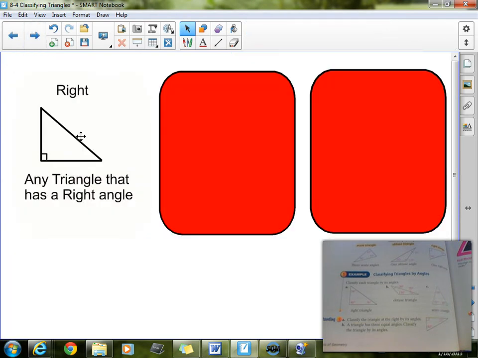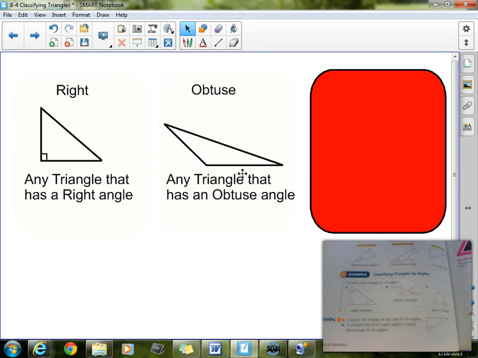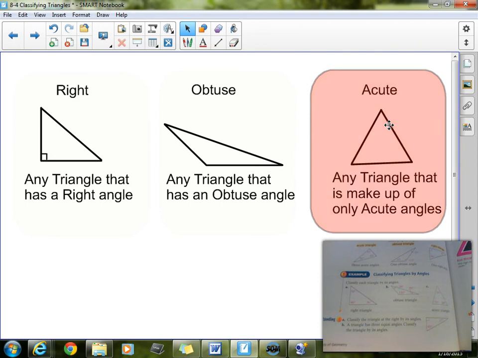Alright, so our first triangle we're going to be talking about is what's called a right triangle. A right triangle is simply any triangle that has a right angle. Simple as that. If it has a right angle, it is automatically a right triangle. Next, an obtuse triangle. Any triangle that has an obtuse angle is an obtuse triangle. And then finally, I'm sure you can imagine what the last classification is, acute. Any triangle that is made up of only acute angles is an acute triangle.